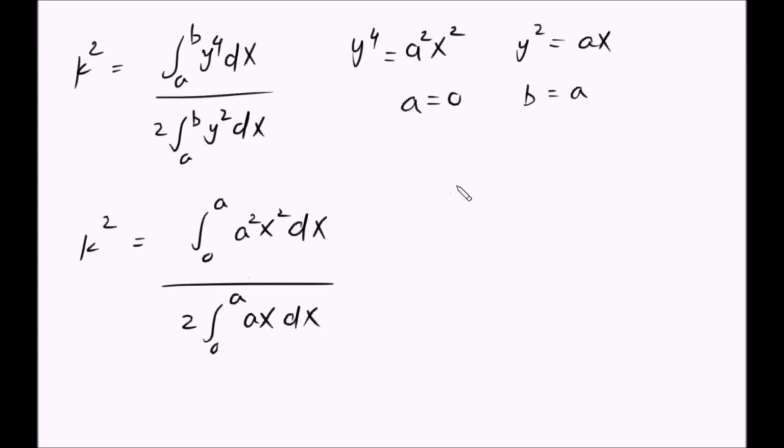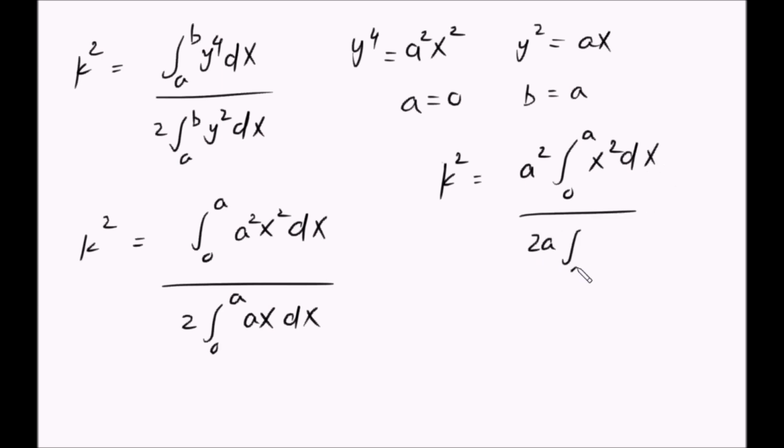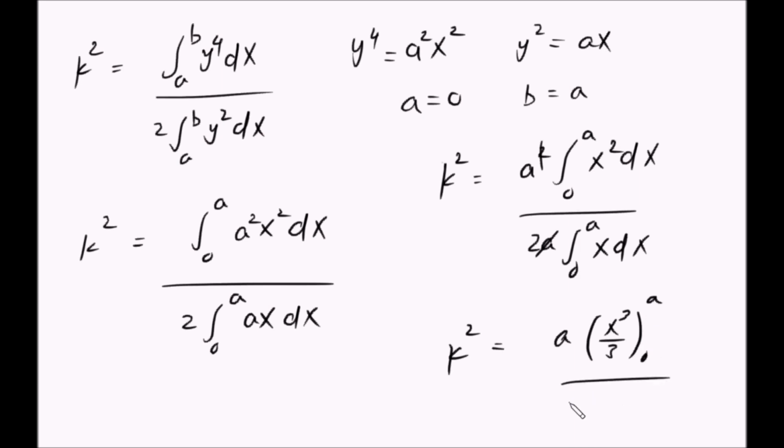So a is a constant, I can take it outside. For the square of the radius of gyration, here we have a squared, you integrate from 0 to a x squared dx over 2a, integrate from 0 to a x dx. So a goes, I remain with one a there. So when I integrate x squared with respect to x, I get x power 3 over 3 from 0 to a. And below it will be 2 times, integrate x, you get x squared over 2 from 0 to a.